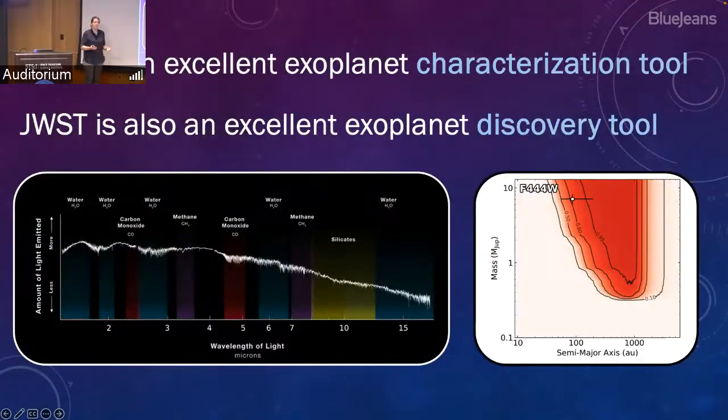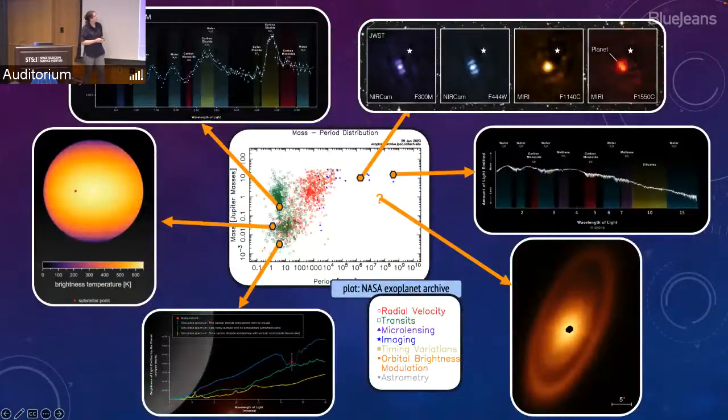So I'm going to try and convince you today that not only is JWST an excellent exoplanet characterization tool, there's also some really interesting space to do exoplanet discovery work as well, and also some in-between work where we look at systems where we think there's a radial velocity planet, but we can maybe also image that planet for the first time. So on the characterization side, I think we've already seen a bunch of really exciting press.